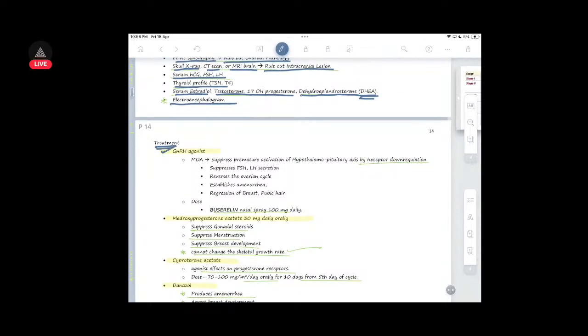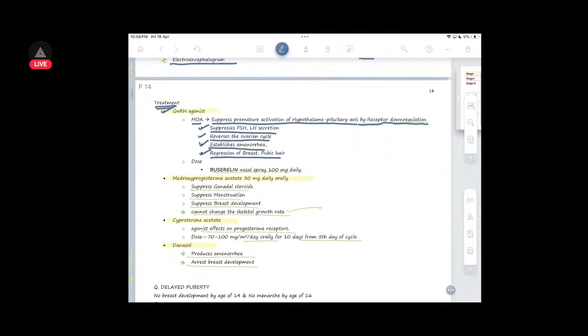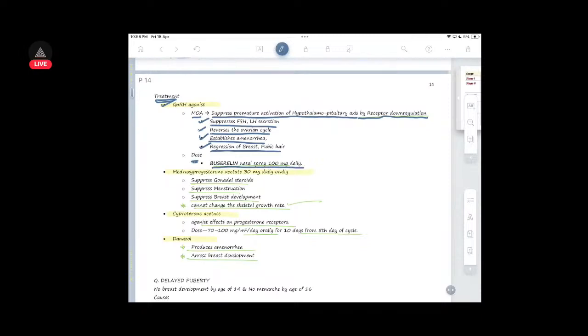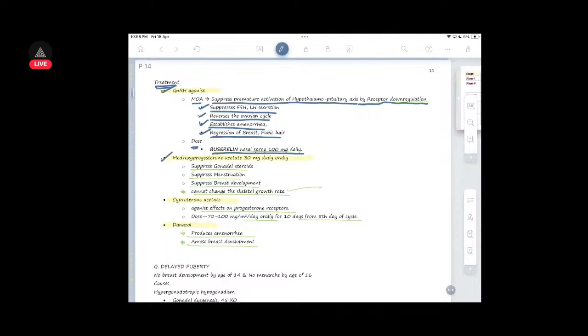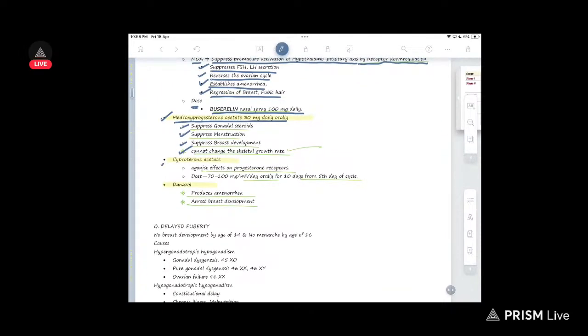Treatment is GnRH agonist. The mechanism of action is to suppress the premature activation of the hypothalamic pituitary axis by receptor down regulation. So it suppresses FSH-LH secretion, it reverses the ovarian cycle, it establishes amenorrhea, and it regresses the breast and pubic hair. Dosage is buserelin, which is a nasal spray, 100 mg daily. Then you have medroxyprogesterone acetate, 30 mg daily orally. It suppresses the gonadal steroids, suppresses menstruation, suppresses breast development, but cannot change the skeletal growth rate.